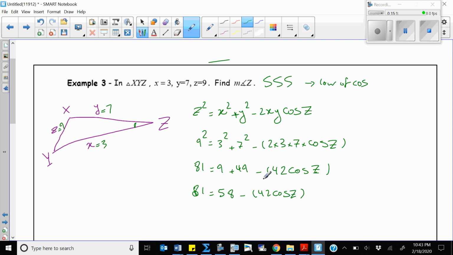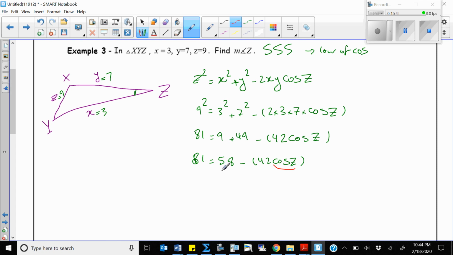Okay, here we are trying to solve for angle z, which is stuck with this cosine. So first of all, we need to solve for cosine of z, like have the cosine z by itself on one side and everything else on the other side. Then we solve for z. So in order to have cosine by itself on one side, I need to get rid of anything that I have around that. The first thing that I need to get rid of is 58. According to PEMDAS, we have to get rid of 58 first. So I subtract 58 from both sides.